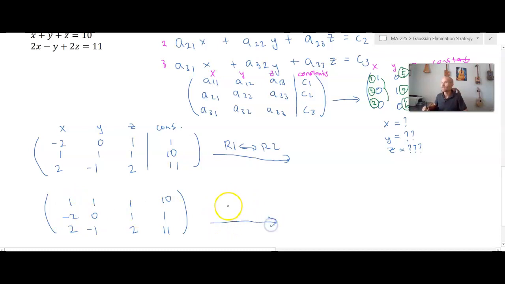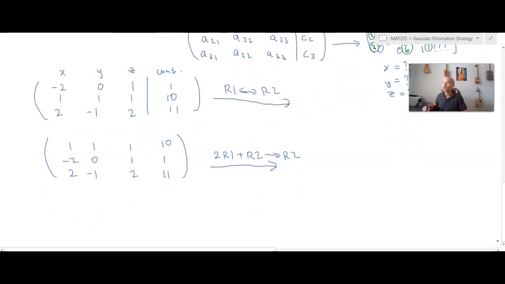So I'm going to take 2 times row 1, add it to row 2, and store that result in row 2. So row 1 doesn't get changed. Row 1 is going to stay the same. And row 3 is going to stay the same because I'm not doing anything to it quite yet. And so 2, negative 1, 2, 11.